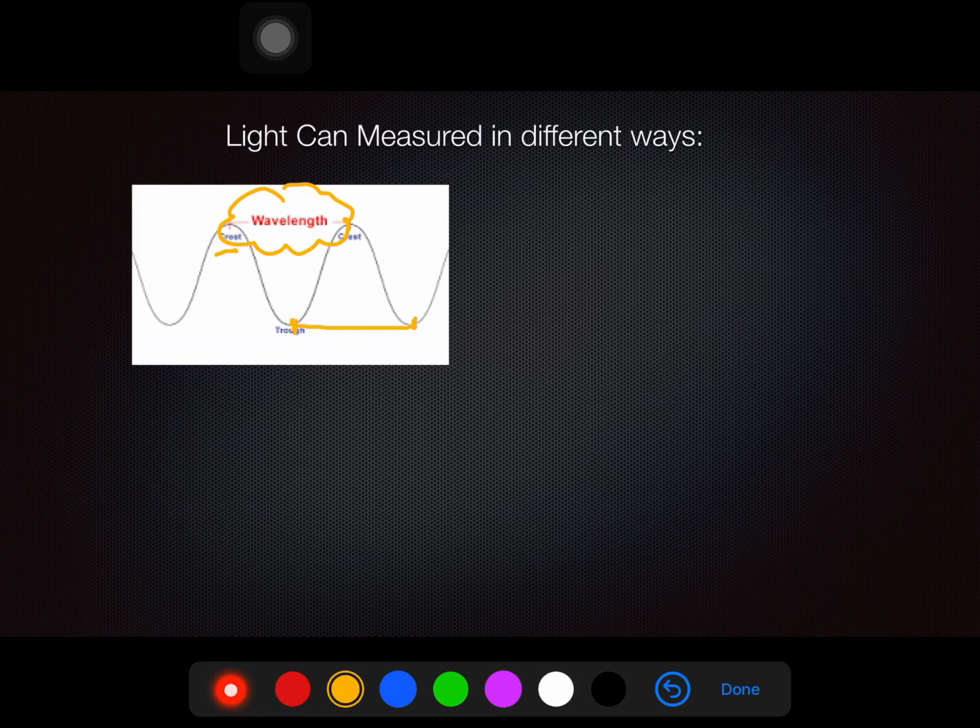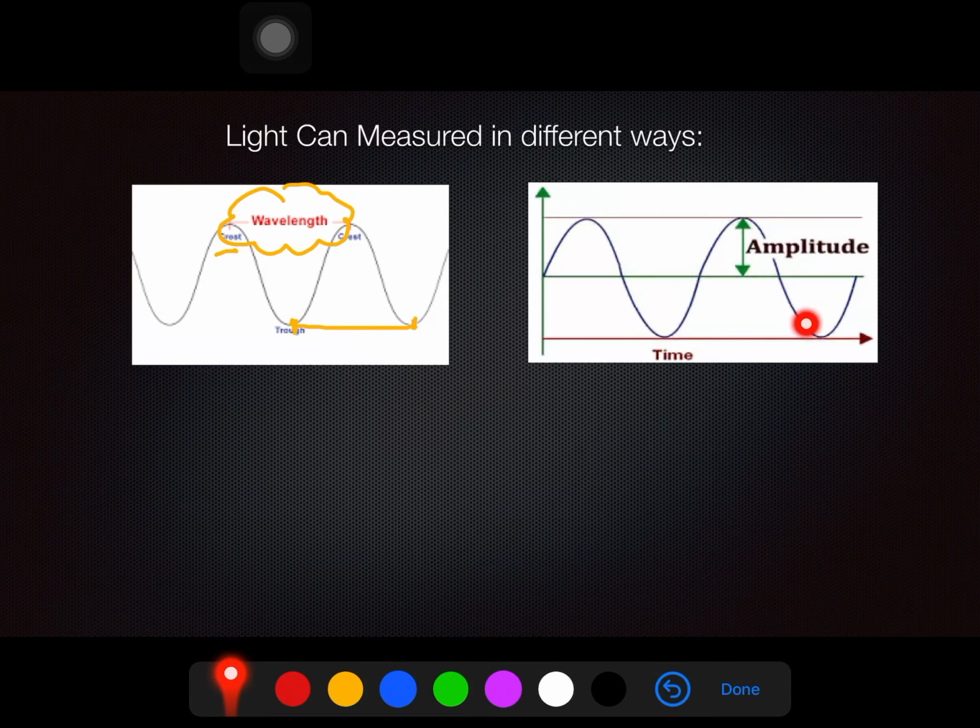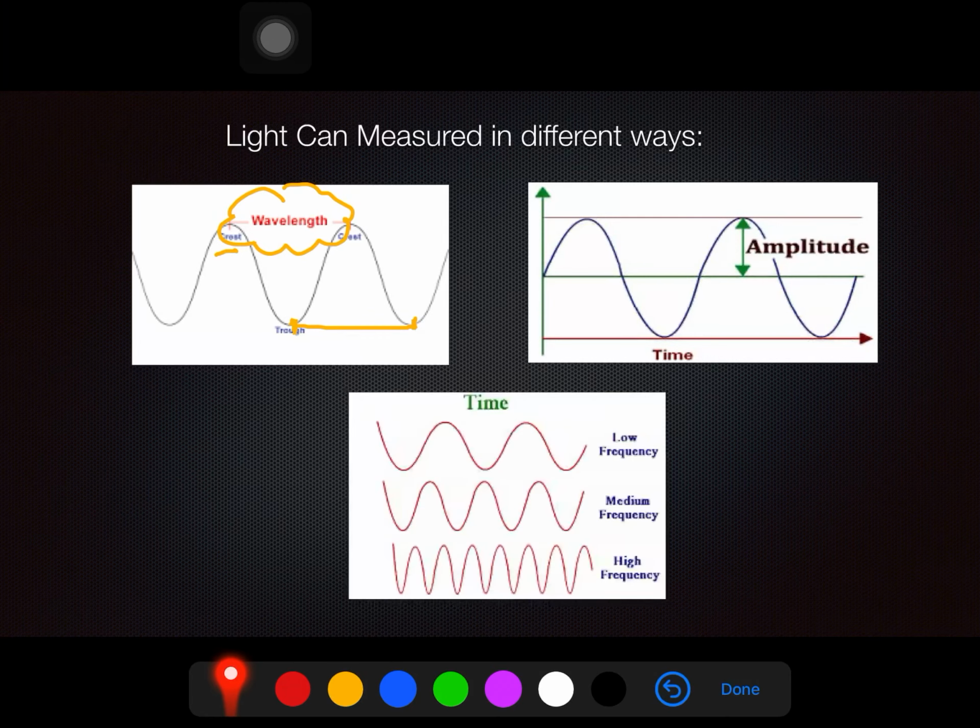Light also has amplitude. Amplitude is really the amount of energy. So if you look at my sample light wave, and it's about the energy, this line would be the resting point when there is no light. This wave moves up and down, and how high it goes from the resting point, the height of it, refers to how much energy it has, and that's called amplitude.